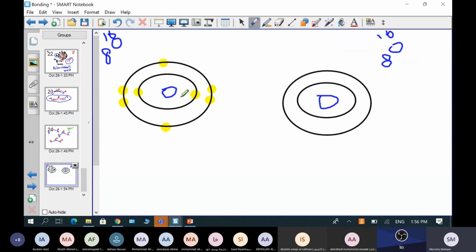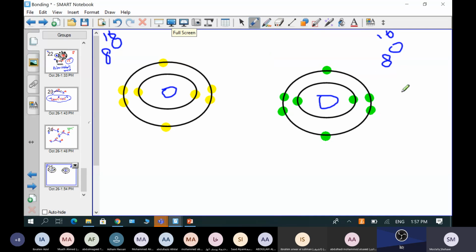So it needs to be 8. It needs to reach the stable electron configuration, which means the second energy level is saturated with 8. So oxygen needs to gain or share 2 electrons, so it will fill its outermost energy level. Let's draw the other oxygen atom: 1, 2, here 1, 2, 3, 4, 5, 6. 6 and 2, 8. So each one of these oxygen atoms needs to gain 2 electrons.